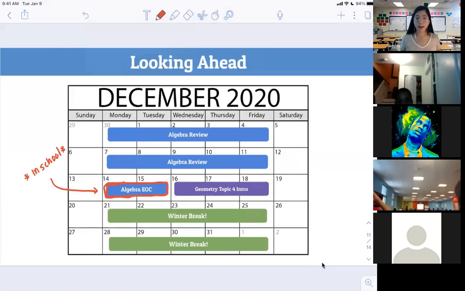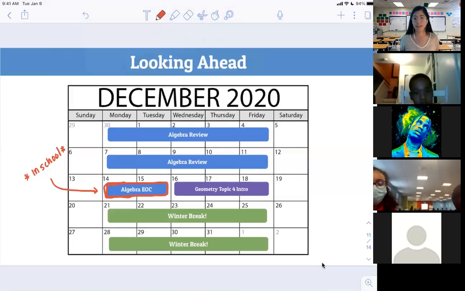Okay, guys, I know this is a lot. Just remember, the EOC, I want you guys to make that the most important thing in your brains, because that's the thing you definitely want to pass, because if you don't pass it, you have to keep taking it until you do. And trust me, you do not want to have to take that test again.